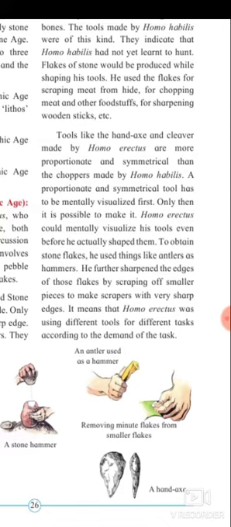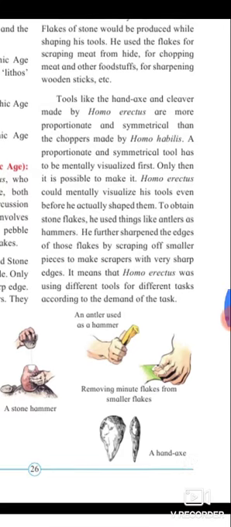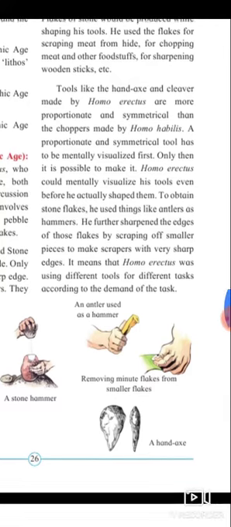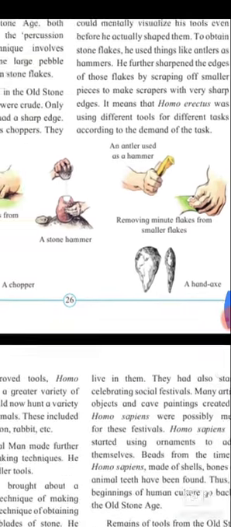To obtain stone flakes, he used things like antlers or hammers. He further sharpened the edges of those flakes by chipping off smaller pieces to make sharp tools with very sharp edges. It means that Homo erectus was using different tools for different tasks according to the demand of the task.